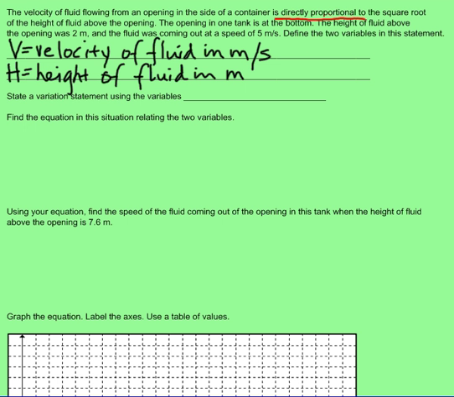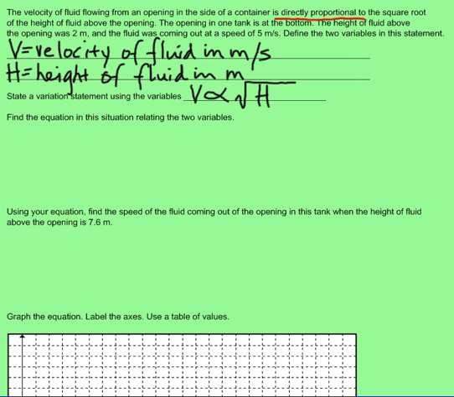State a variation statement using the variables. So back to the first sentence, the velocity of fluid flowing from an opening in the side of a container is directly proportional to the square root of the height.